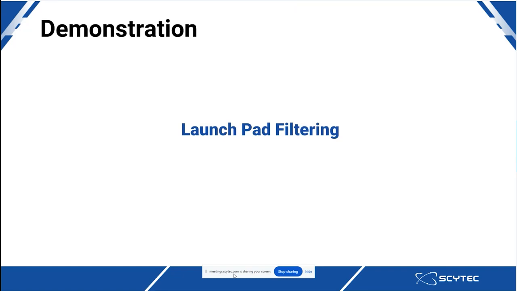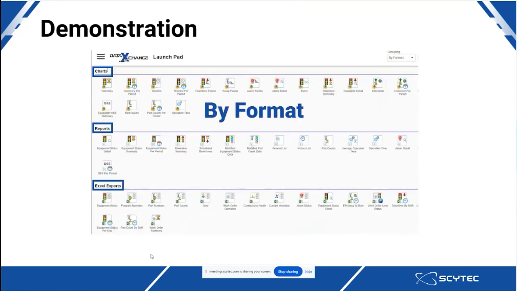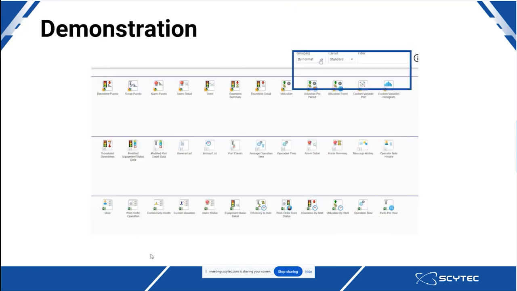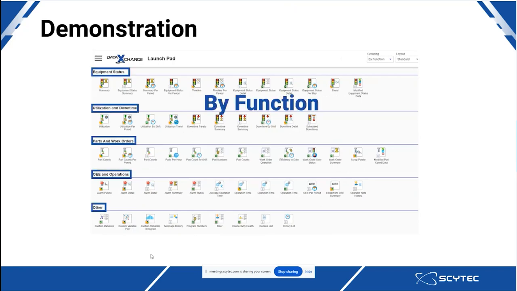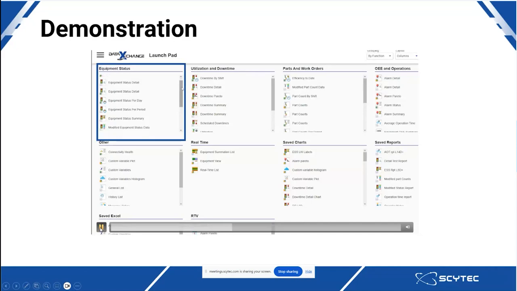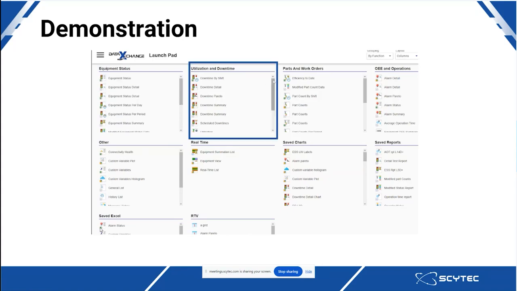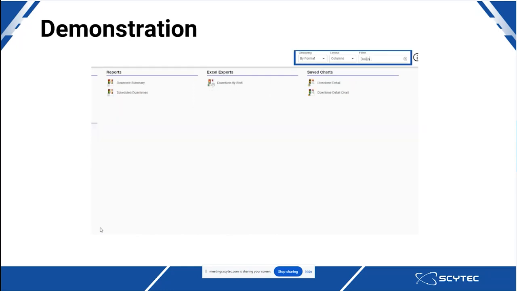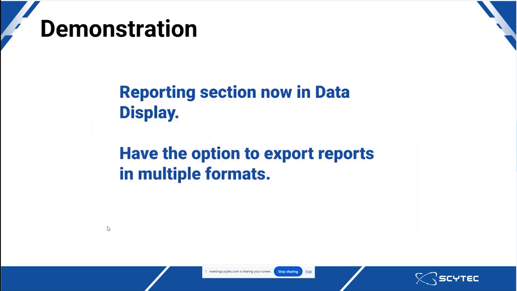Next up, we have our launchpad filtering. So as I said, you can group by function, showing you things like charts, reports, and your Excel exports by their format, and then also by function, showing you equipment statuses, utilization, downtime, part, and work orders. So we can also do some filtering by columns. So this is showing things sorted by their columns, by equipment status, as well as utilization and downtime. And then here is where you can filter by specific charts. So I was looking for an equipment downtime summary, and I typed in downtime, and it showed me everything that I was looking for.